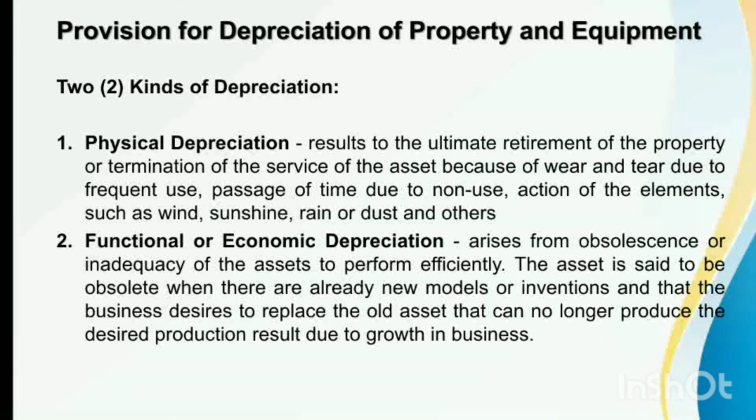Physical depreciation is due to wear and tear because of frequent use, passage of time due to non-use, and also because of the action of elements such as wind, sunshine, rain, or dust, and others. Functional or economic depreciation is when the property or equipment becomes obsolete. Obsolete in the sense that there are already new models or inventions available and that the business now wants to replace their old asset with a new one in order to get their target production.